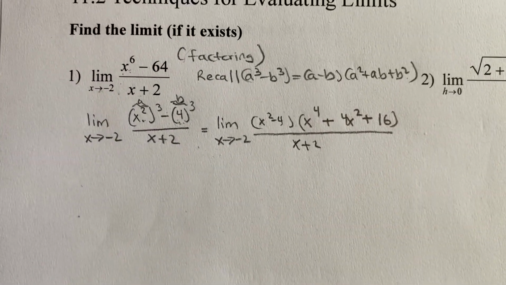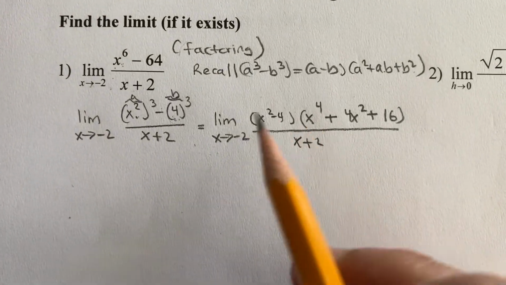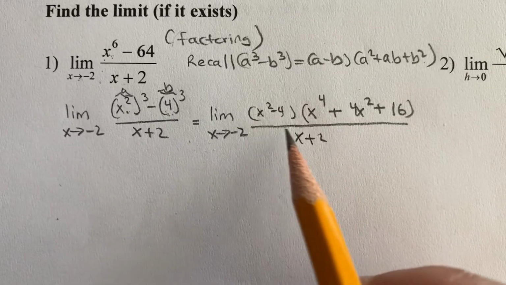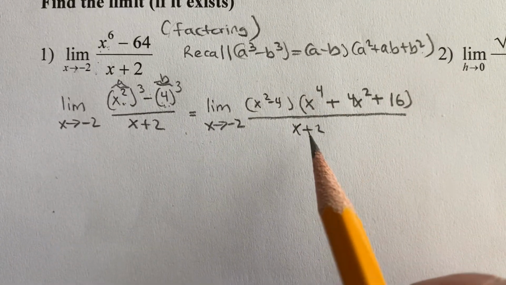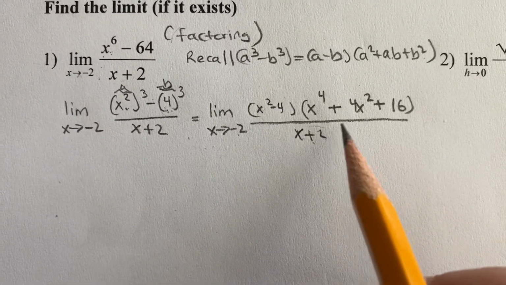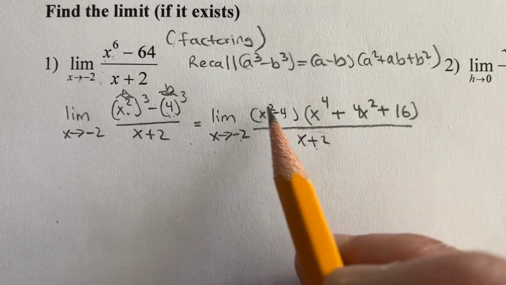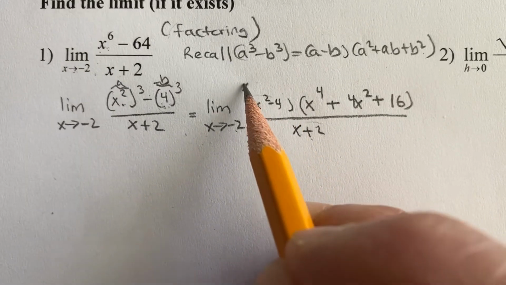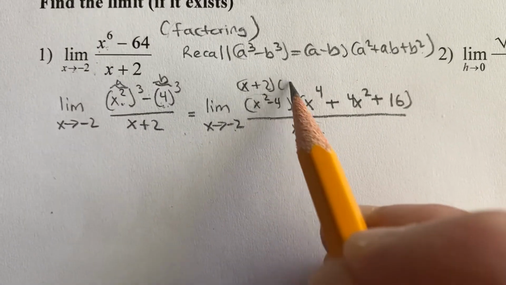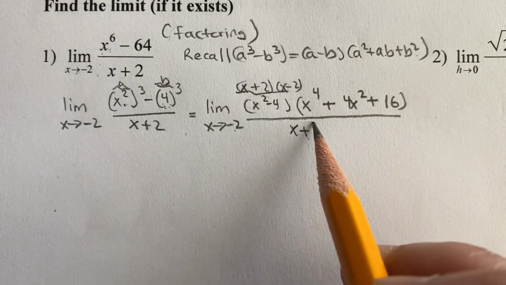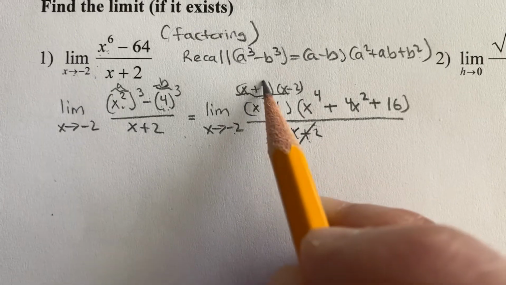The goal is to keep simplifying until when you plug in the -2 into your expression, you don't have a 0 in the denominator anymore. Right now, if I plug in -2, I'm still going to have a 0 in the denominator. That didn't really do anything. But clearly, x squared minus 4 is a difference of 2 squares, so it factors into this.